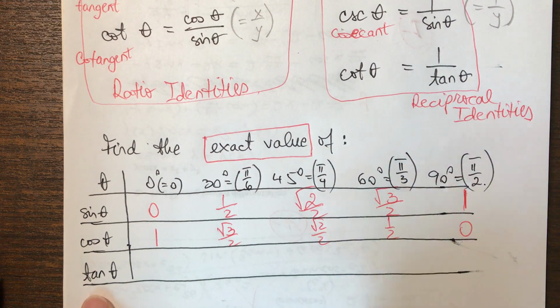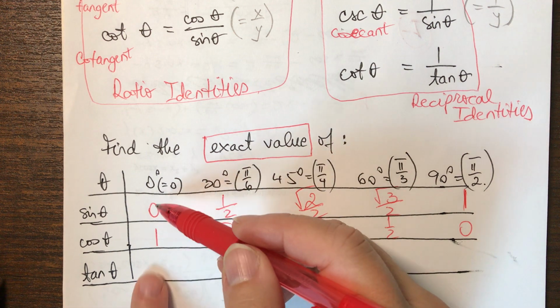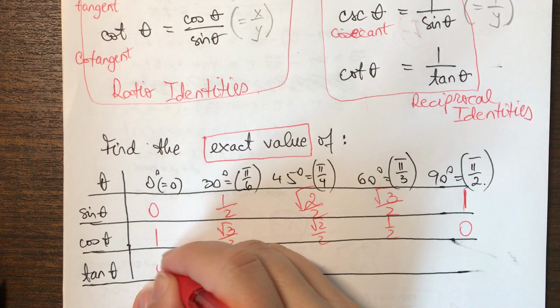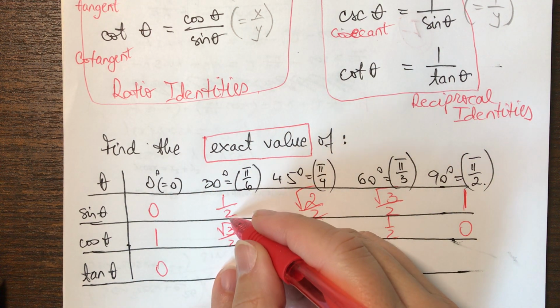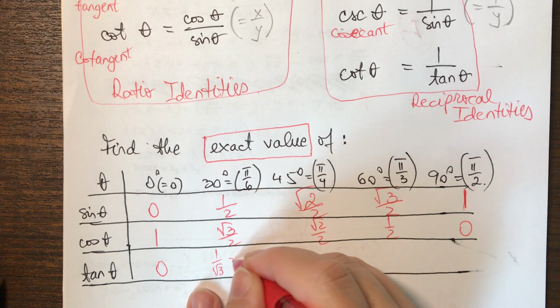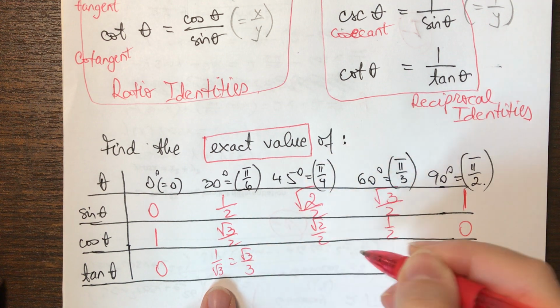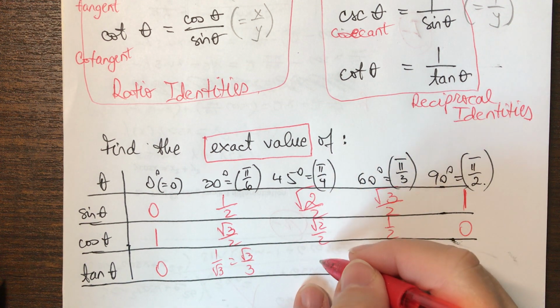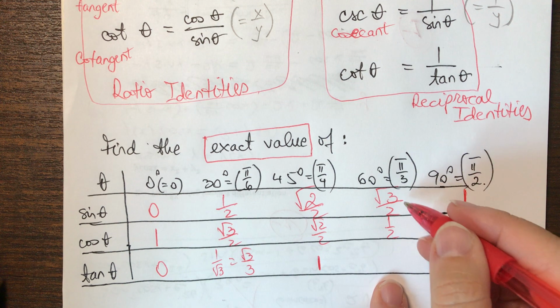And tangent, remember, was what? Sine divided by cosine. So I'm just going to divide these. 0 divided by 1 is 0. The denominators cancel out, so 1 divided by the square root of 3, which by the way is square root of 3 over 3, rationalized. When you divide a number by itself, you always get a 1.